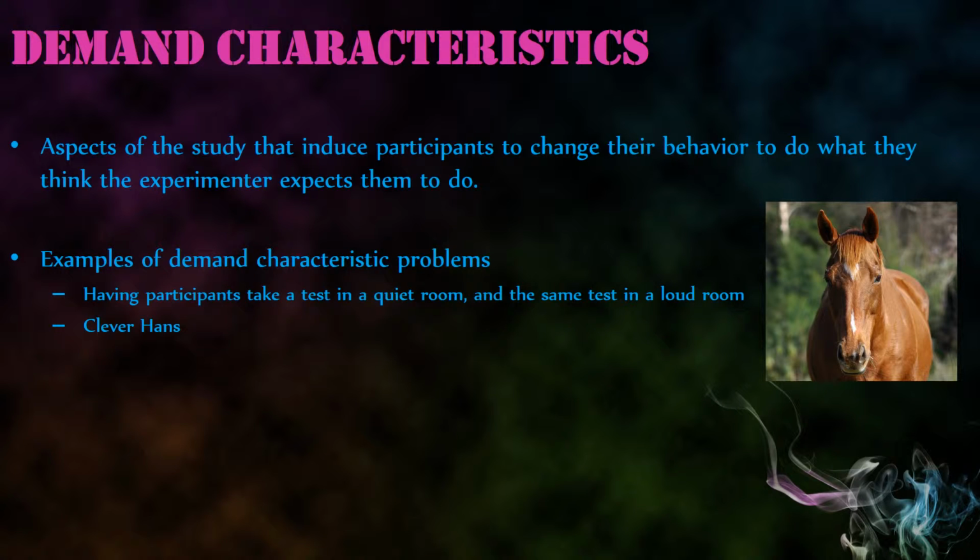A very famous example of a demand characteristic is the Clever Hans story. So Hans was a horse in the early 1900s, and his trainer said that Hans could read and do math and know what day of the week it was and all of that kind of stuff. And so his trainer would ask Hans, what's 7 minus 3? And Hans would paw onto the ground 4 times.